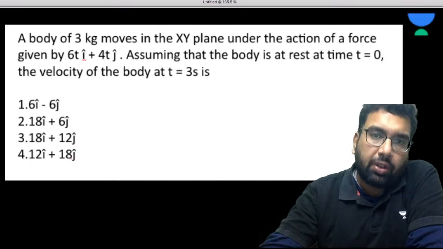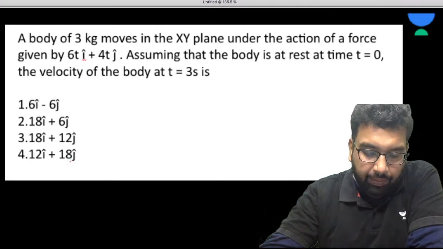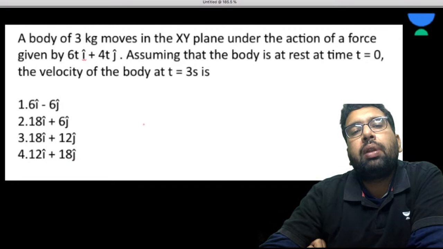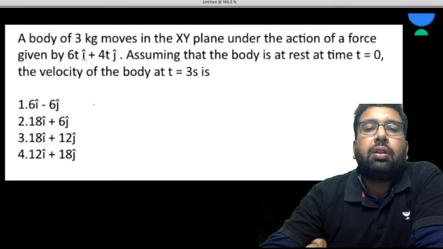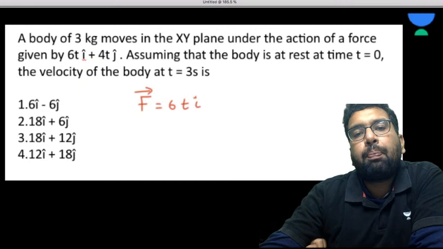You don't have any function of acceleration. But if anyhow you get the acceleration from here, you are going to get the velocity. So now this question is given, it is given that force is 6t i cap plus 4t j cap.